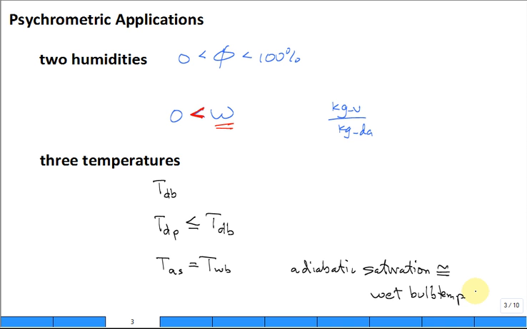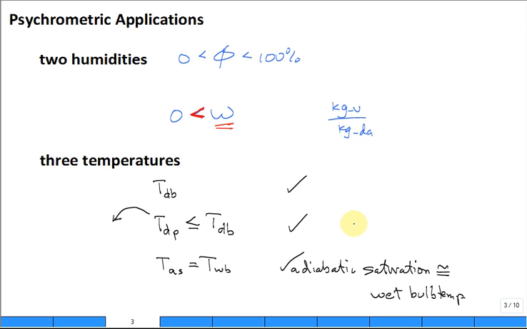Okay, so dry bulb, dew point, wet bulb, or adiabatic saturation temperature. All three temperatures help quantify the current conditions of our moist air. And let's say the air is very, very dry. If the air is very, very dry, the dew point temperature goes much below the current dry bulb temperature. And similarly, the adiabatic or wet bulb temperature goes much below the dew point temperature.